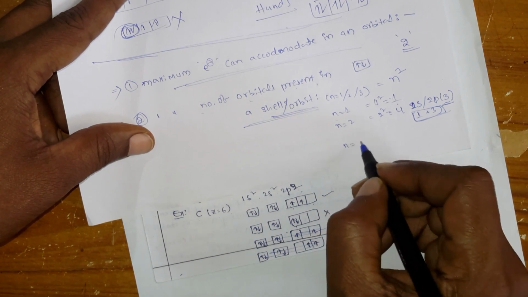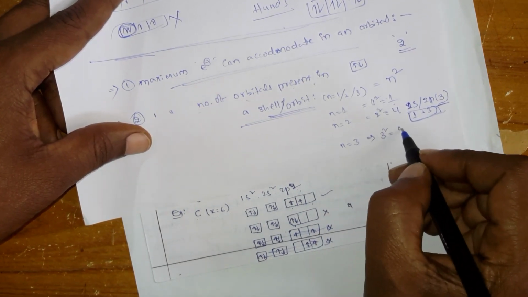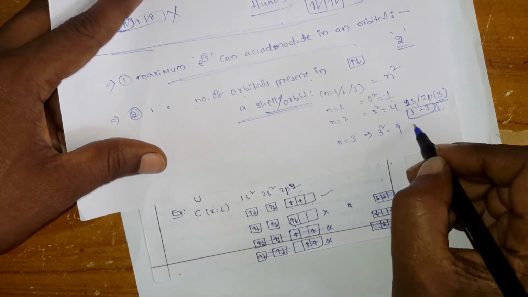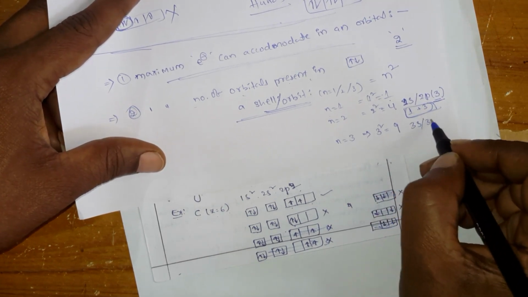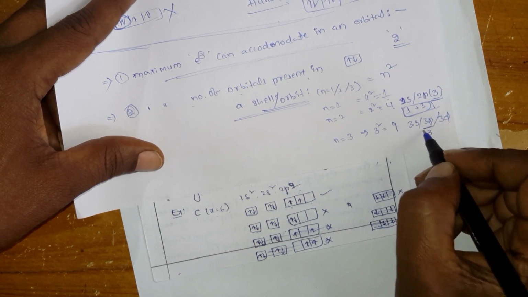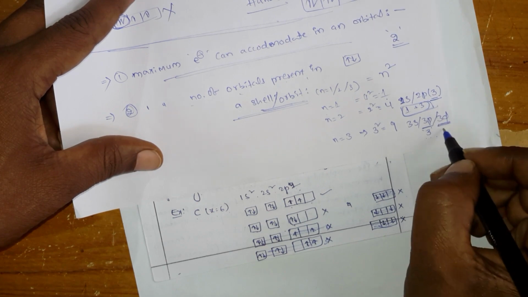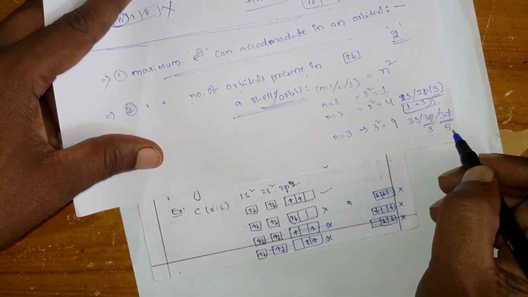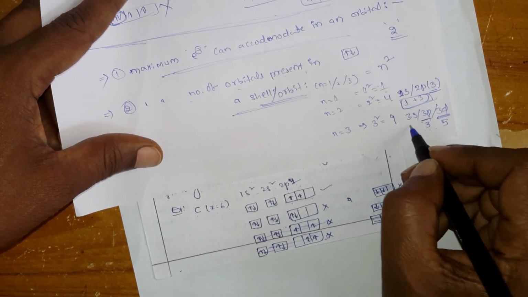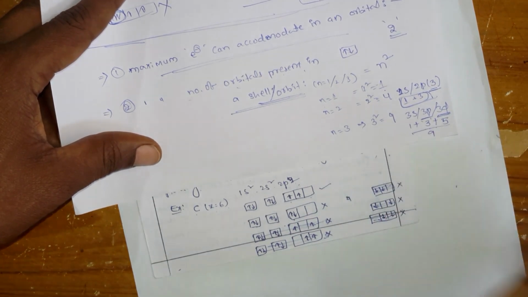Okay, and if n is equal to 3, it has 3 square, that is equal to 9. That means it contains 3s, 3p and 3d. And again in the 3p, you know that 3 p orbitals can be present, px, py, pz. Again in the 3d, 5 orbitals, dx square minus y square, like that. So 1 plus 3 plus 5, how many total? It is 9.